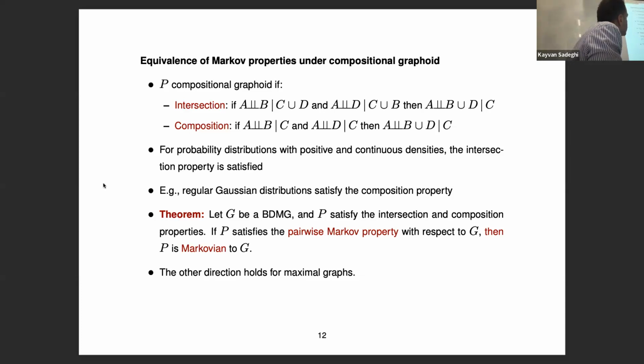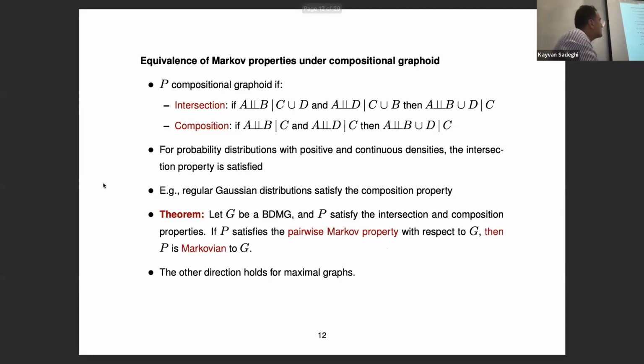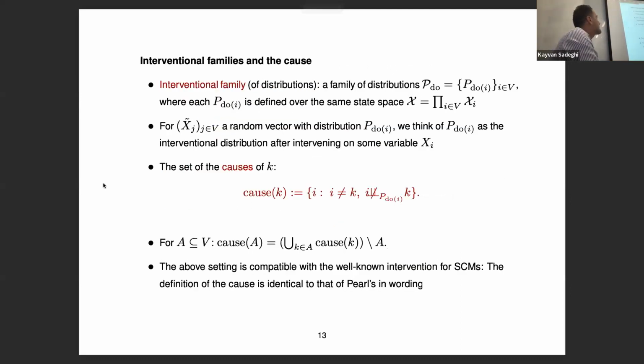So let's say you are in this general directed mixed graph case, and let's say P satisfies intersection and composition. Then if P satisfies the pairwise Markov property, then it satisfies the global Markov property. Then P is Markovian to G. So this pairwise Markov property is kind of acting as a basis for this whole independence structure you have in the graph, right? From this, you can read off all the complicated independencies between the sets. So we will use this fact later.